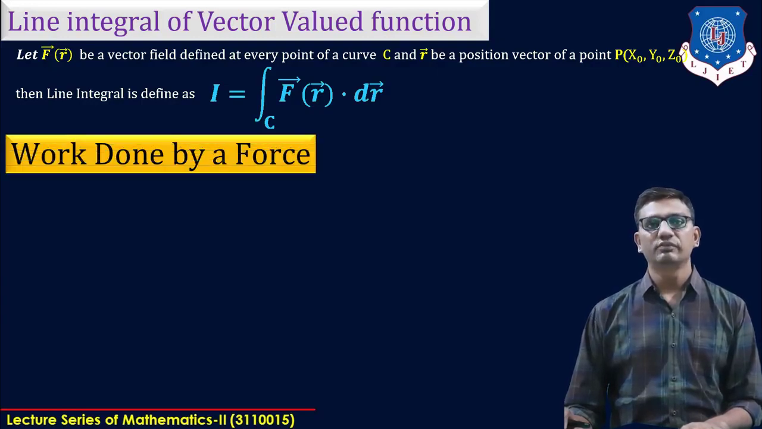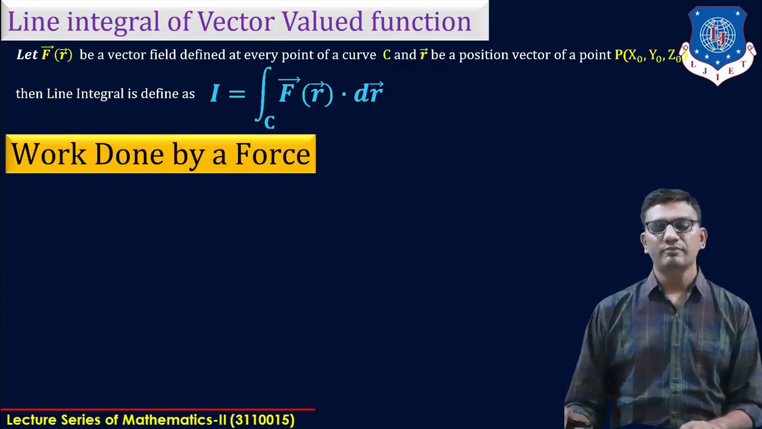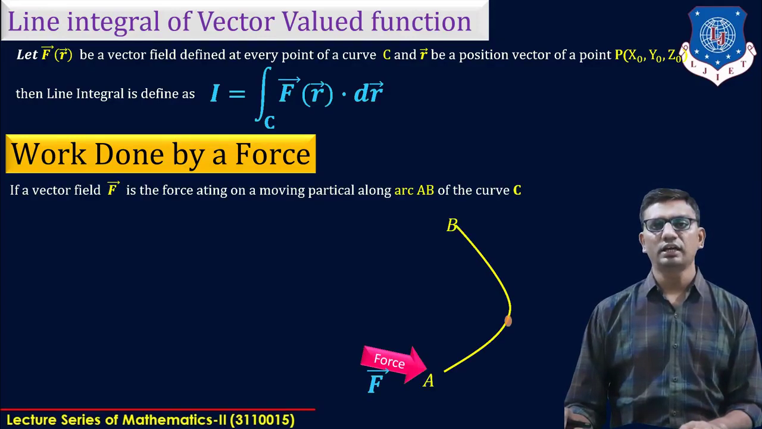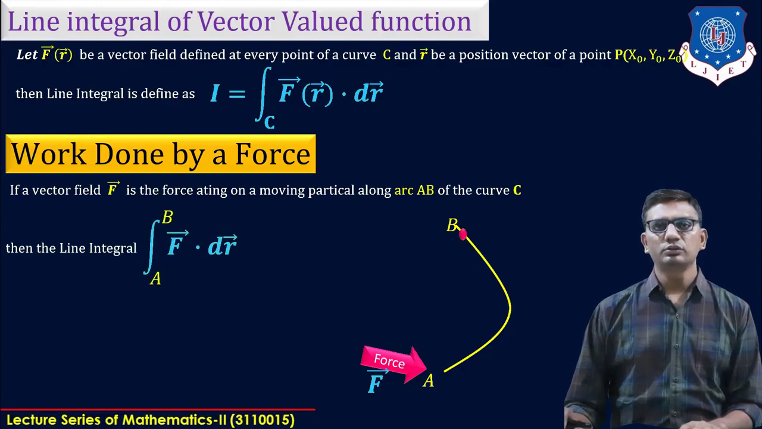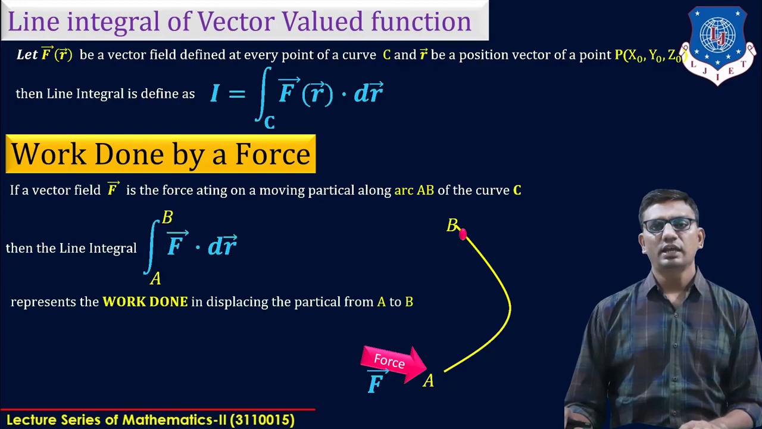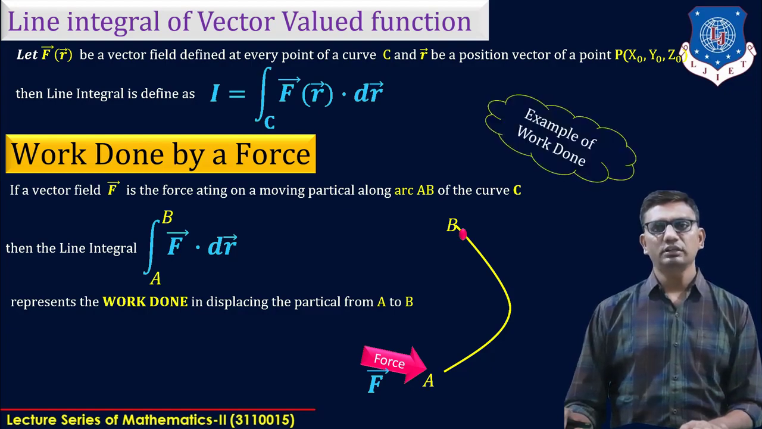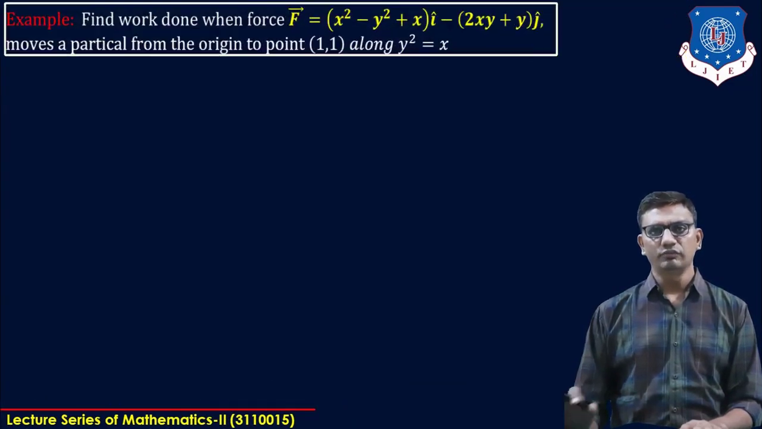Now we will see the work done by force. If F bar is a force applied on the moving particle along the arc AB, where arc AB is a part of some smooth curve C, then the line integral from A to B F bar dr bar gives the work done by force applied on moving particle from A to B. Now we will see one example of work done by force.